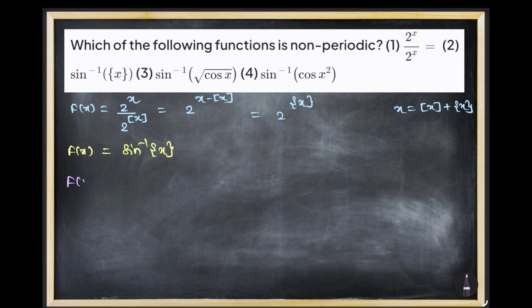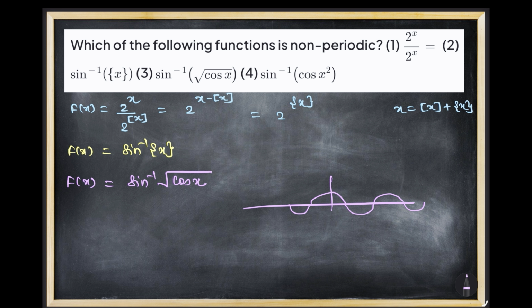Okay, then we have f of x equals sine inverse root cos x. Now again you know that the function inside is the cos function, which is periodic. If you observe the graph, it looks like this, the graph of the cos function. But look at this, the entity inside the root should be positive, so you cannot have negative values. So this is your graph, and it is periodic, correct? So this is also a periodic function.